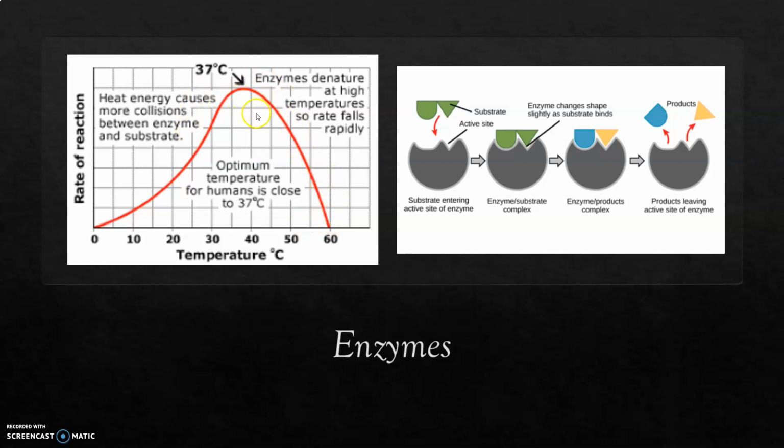Proteins will denature at a certain temperature. So you may see a graph of rate of reaction versus temperature. And you have your optimal temperature, and then you get to a certain point and your rate goes down to 0 because the enzyme is denatured.